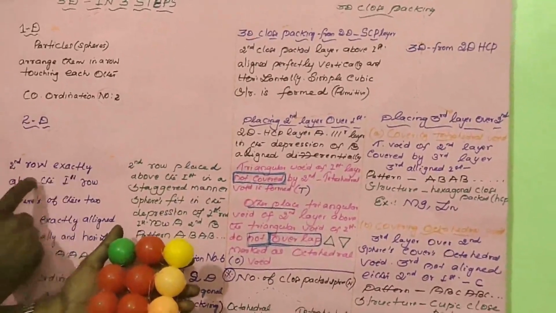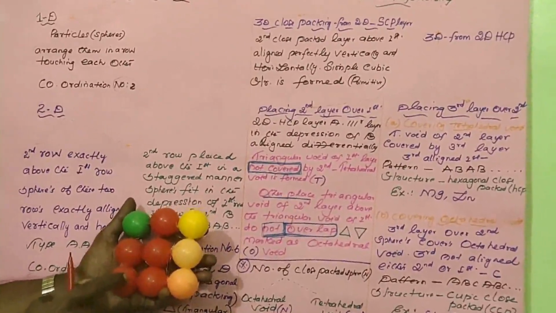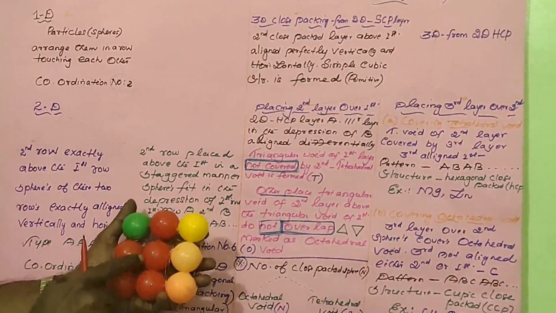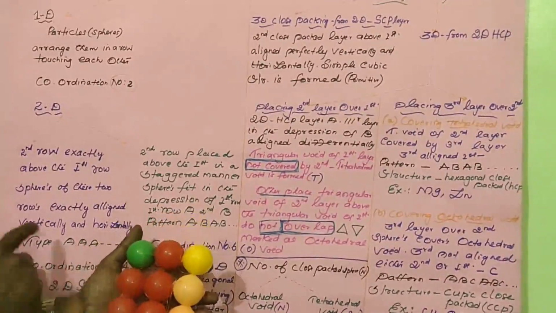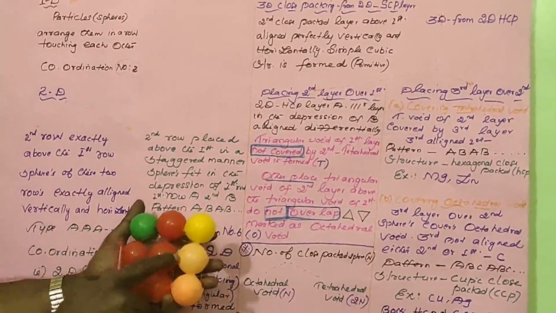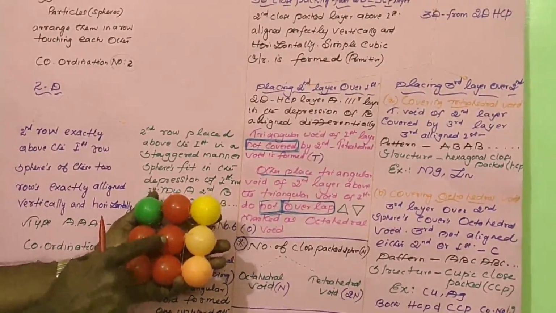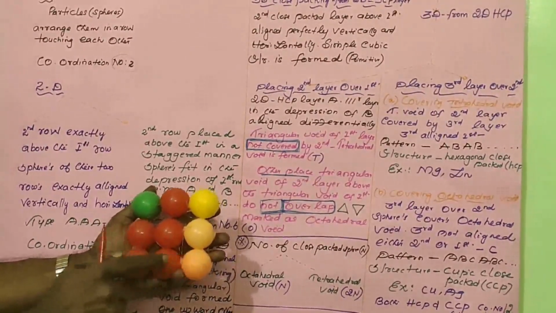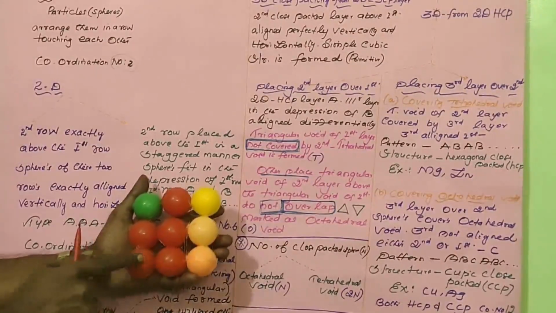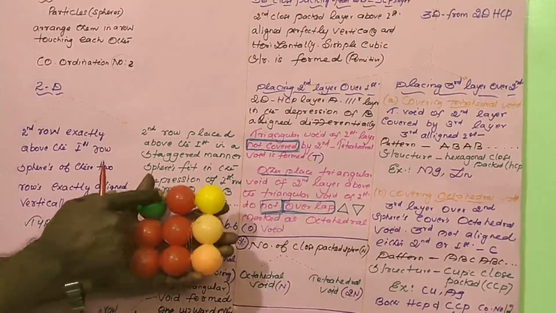In 2 dimensions, the second row is placed exactly above the first row. The spheres of these 2 rows are exactly aligned vertically and horizontally. So this type is AA. Why is it named AA? Because this layer is the same as that layer, and this one is also the same.